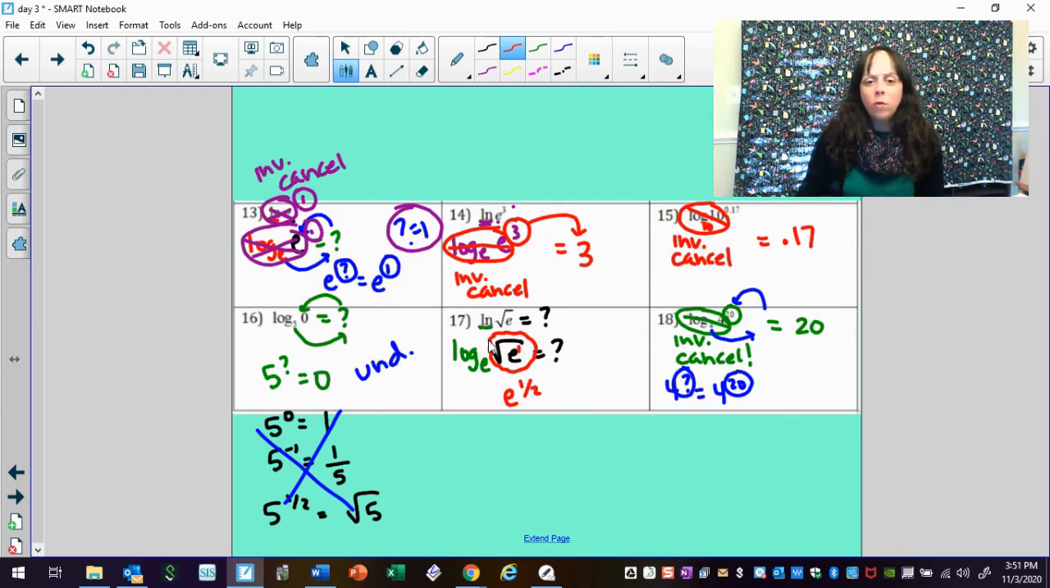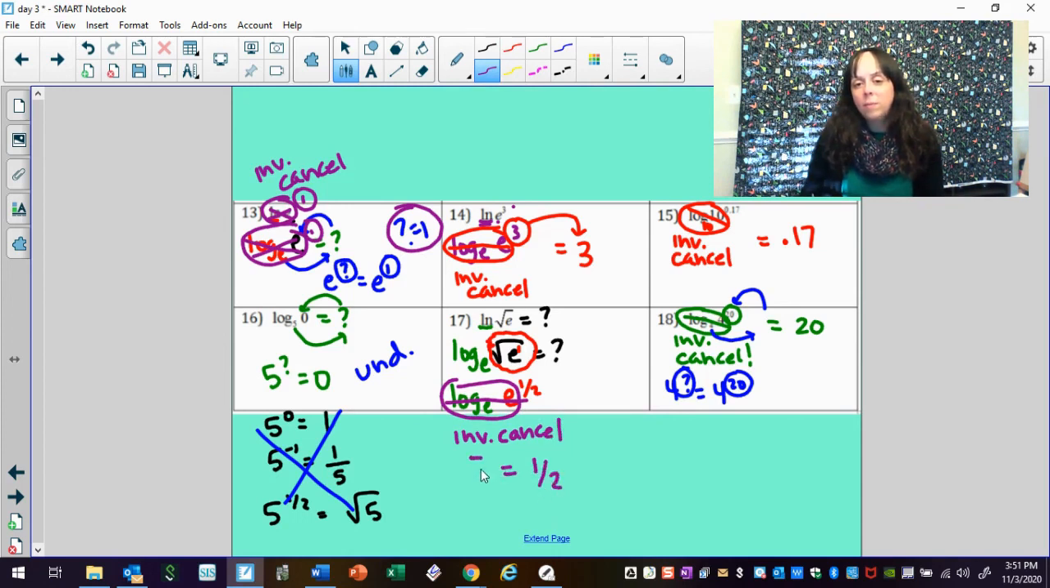Power over root. Bring down that log base e in front. Now you can think about these guys canceling out. Inverses cancel. And our answer is 1/2. That's what we were missing.